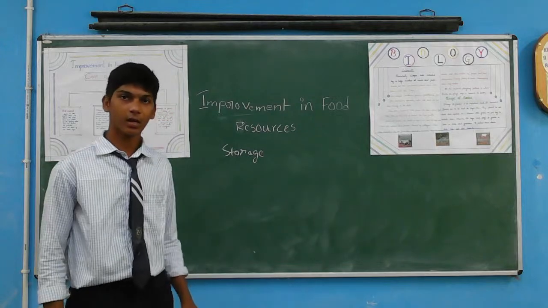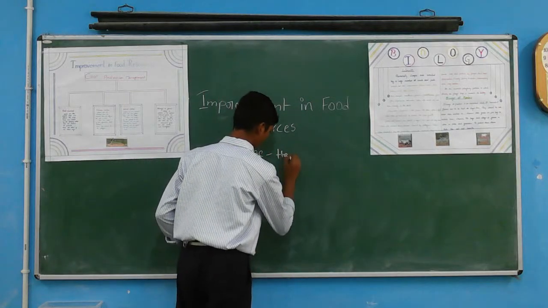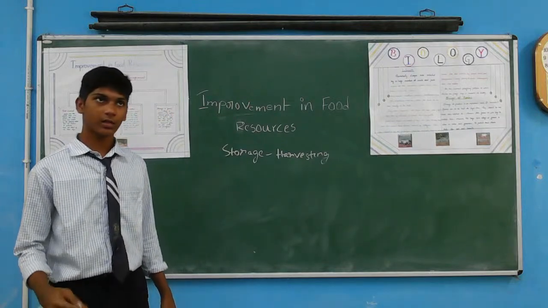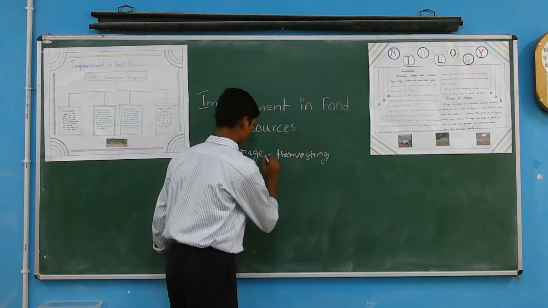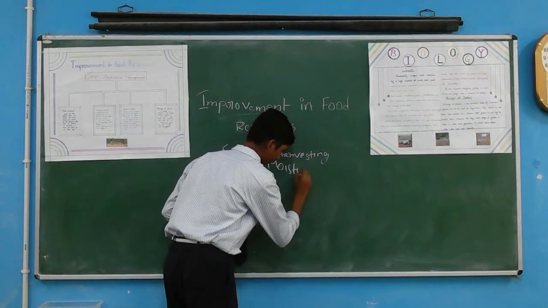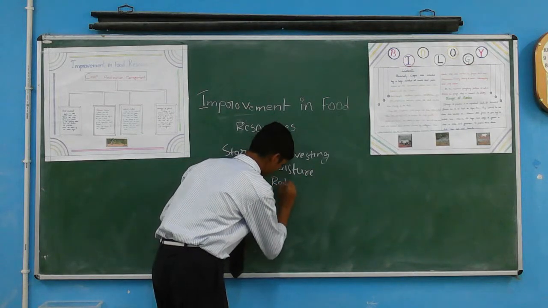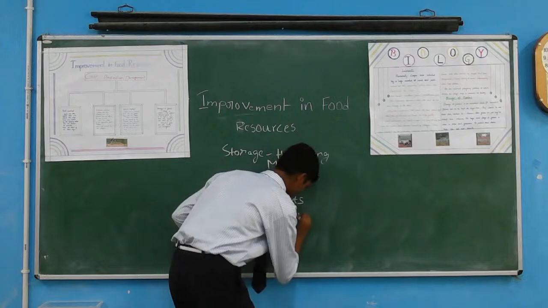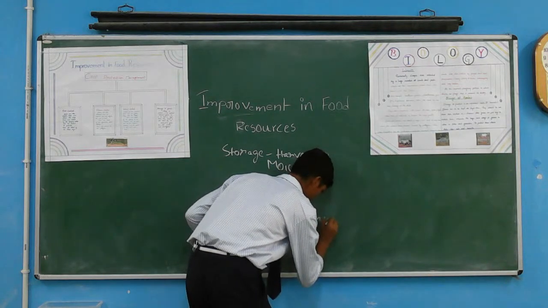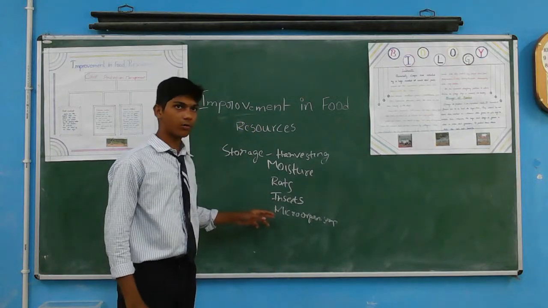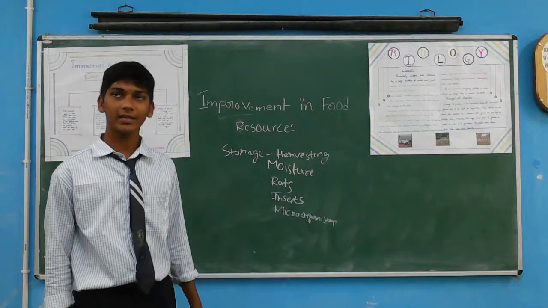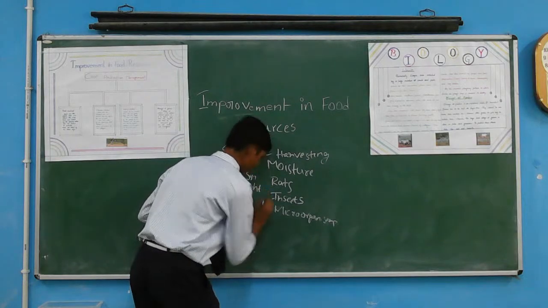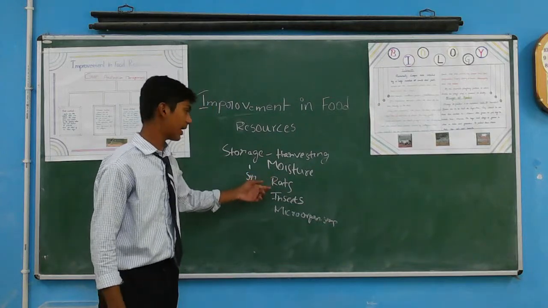Storage of produce is an important task after harvesting grains. If grains are to be kept for a longer time, they may get spoiled by moisture, by rats, by insects, and by microorganisms. So before storing them, we should dry them in sunlight, to keep them safe from moisture, rats, insects, and microorganisms.